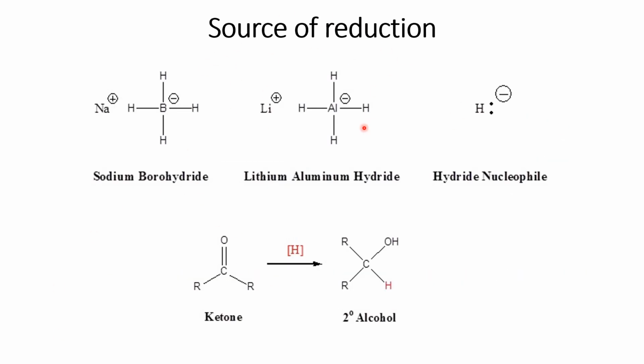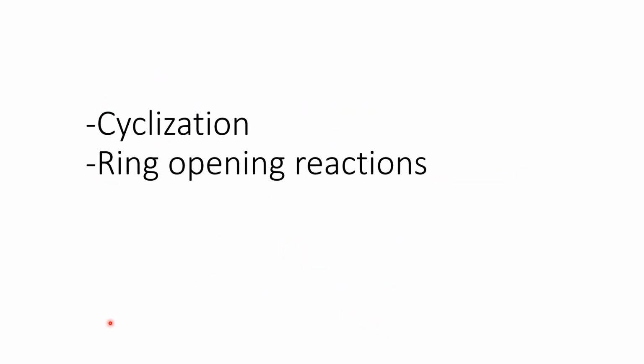Some of the reducing agents are sodium borohydride and lithium aluminum hydride, hydride nucleophiles, so ketone to secondary alcohol. Suppose these two R groups are replaced by CH3, the formula will be CH3 C double bond O CH3. The product formed is CH3 CHOH CH3. That is the secondary alcohol.